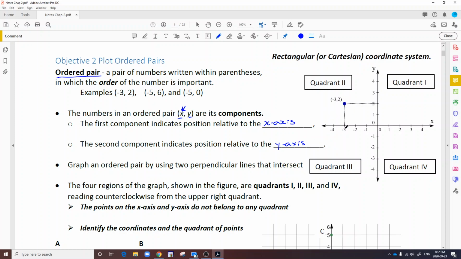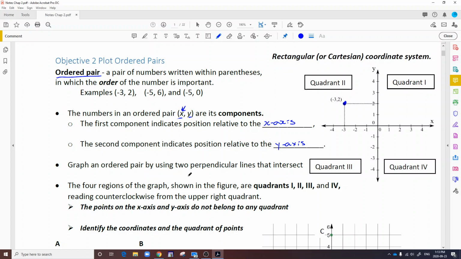Or some people plot it kind of like it's shown here, where you say, okay, this is -3, this is 2, and then they intersect here. Kind of up to you. You can graph an ordered pair using two perpendicular lines that intersect, or you can do it the way that I was saying, go left 3 and up 2, and it's completely up to you.